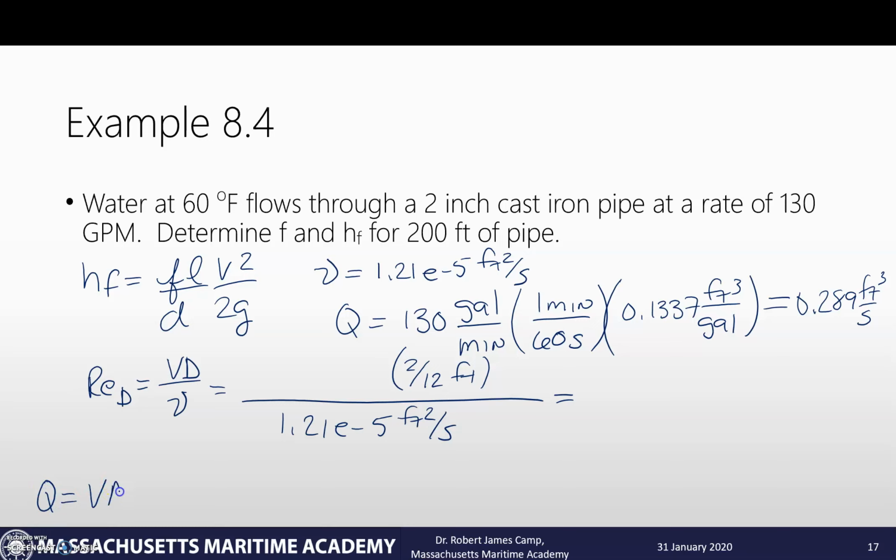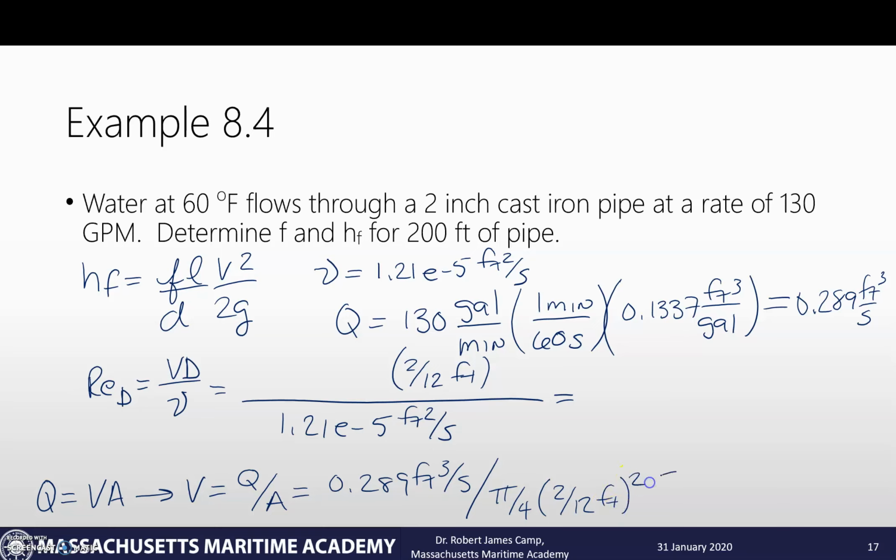Q is equal to velocity times area. So velocity is Q divided by area, 0.289 cubic feet per second. Divide that by the area, pi over 4, 2/12 of a foot. I'm just using that to do our conversion more quickly than writing out times, 1 foot is 12 inches. And then once we get that, we've got 13.28 feet per second. Now if I plug that in, okay, that's 13.28 feet per second. Ah, there we go. That looks better.